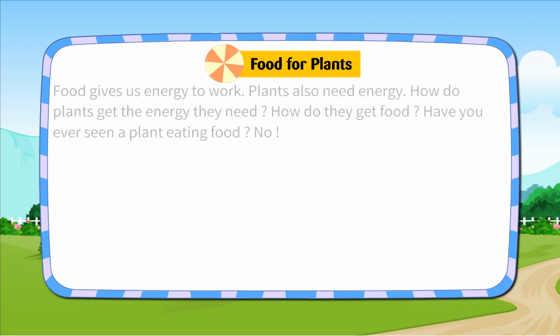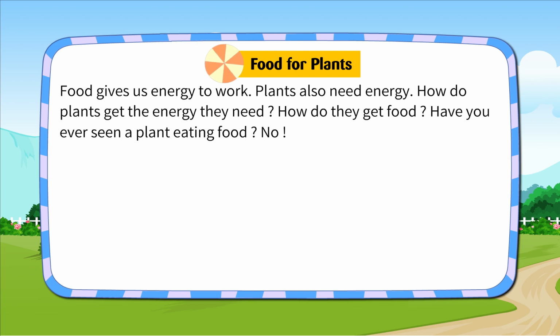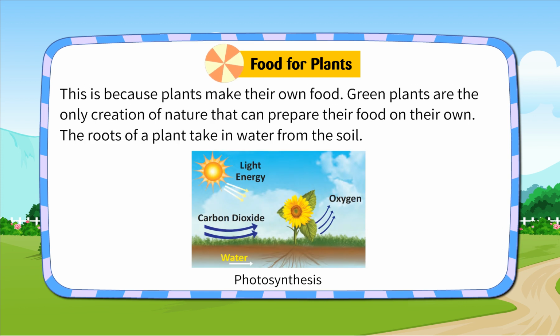Food for plants. Food gives us energy to work. Plants also need energy. How do plants get the energy they need? How do they get food? Have you ever seen a plant eating food? No. This is because plants make their own food. Green plants are the only creation of nature that can prepare their food on their own.